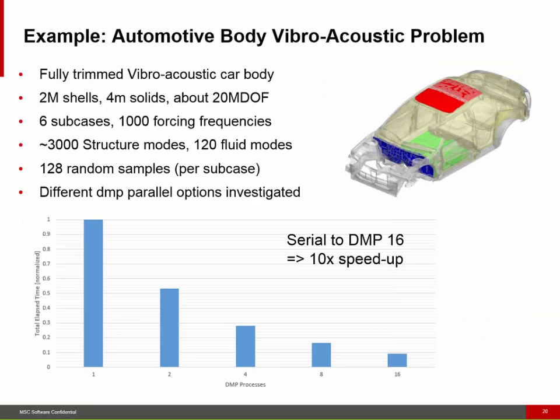Here's one more real-life model. It's a fully trimmed vibro-acoustic car body model, about 20 million degrees of freedom. There are 6 subcases, in total 1,000 forcing frequencies. And on this model, we run 128 random samples for each subcase. So there's a lot of frequency response calculations going on.